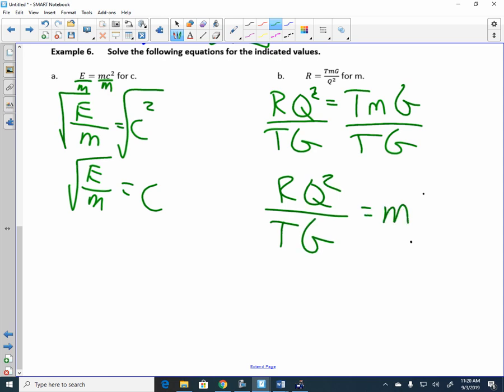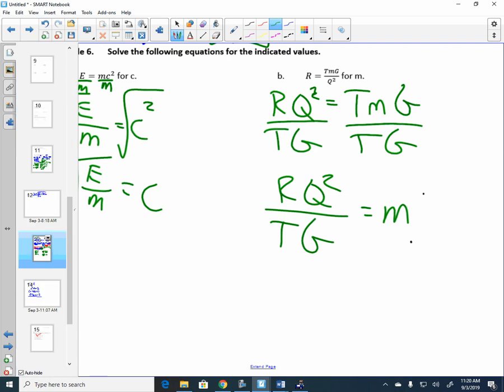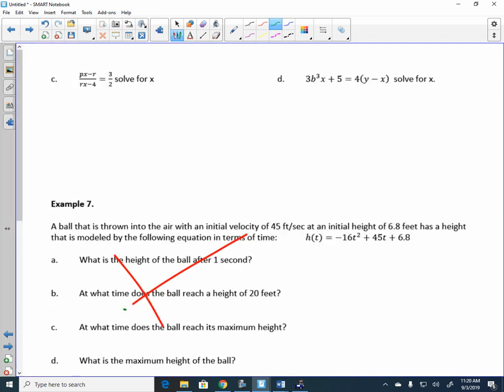Sweet. 2 more examples, and these are a little bit trickier. Okay, you guys have identified that this one's more difficult because you got x's in 2 different places. So I'm just going to cross multiply to get 2px minus 2r is equal to 3rx minus 12.